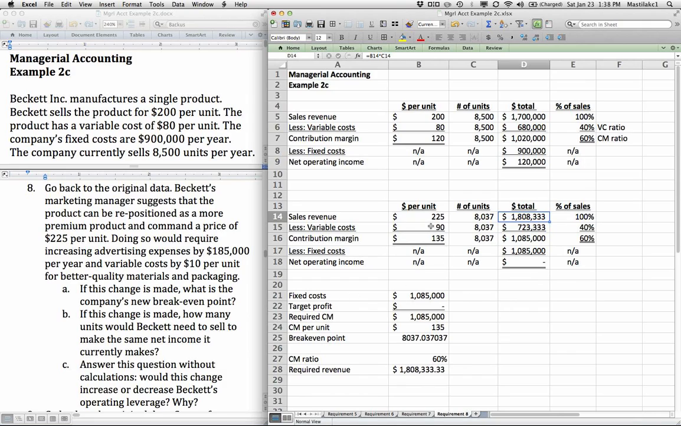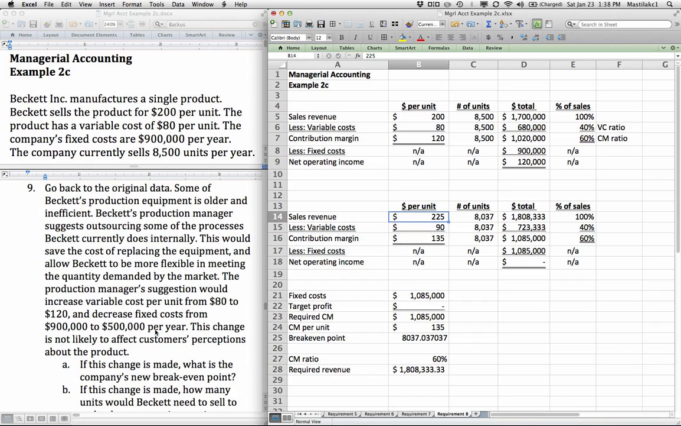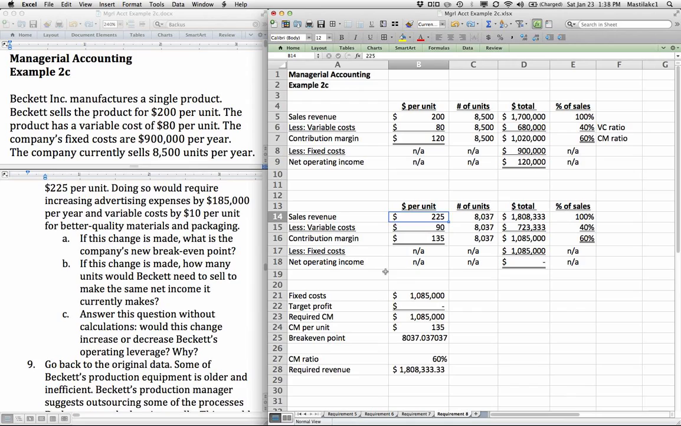Notice in this particular example that our contribution margin ratio has not changed. The $135 of CM per unit is still 60% of our sales revenue. So in this case, our CM ratio hasn't changed. That's the particular details of this problem. If we instead changed our selling price to $230 per unit, then our CM ratio would change. So it's not guaranteed that our CM ratio will stay the same, and we see that in the next problem. We'll see our CM ratio changing.